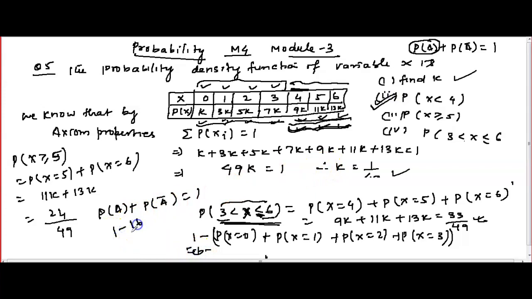So 1 minus 16 by 49. So what we got, 49 minus 16 is how much? 33 by 49. This is also the same, we will get the same. So consider this, you can use any method, but if a large value is given, like 4, 5, 6, 7, 8, 9, 10 till 100, you cannot keep adding all the terms. So better you take the complement at that time. Okay, so we'll see the next question.